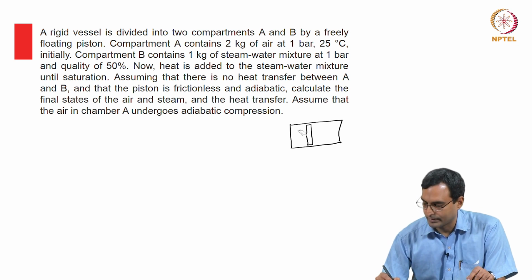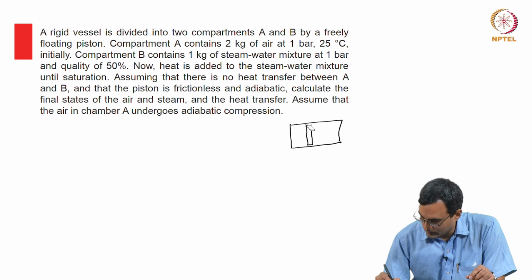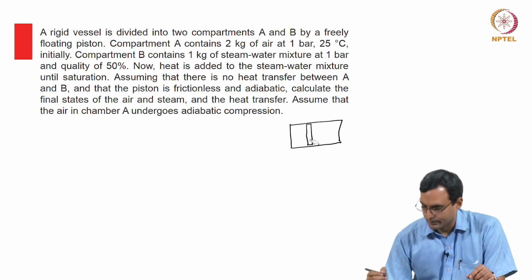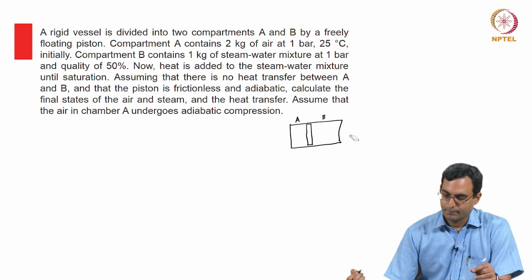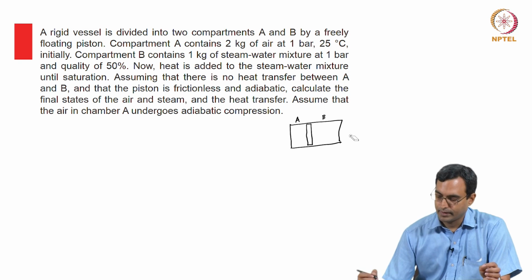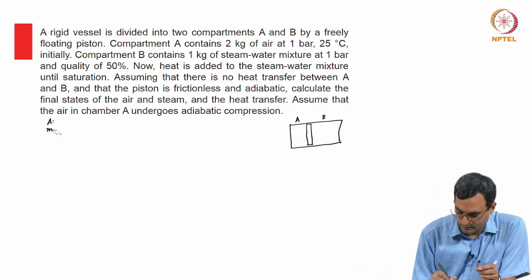Let's assume that nothing can go around the sides of the piston, so maybe I should draw it closer to this. There's a container A and B. The outside is rigid, it cannot move. Compartment A contains 2 kg of air. A has air, the mass is 2 kg.